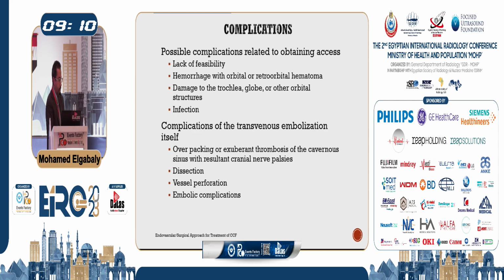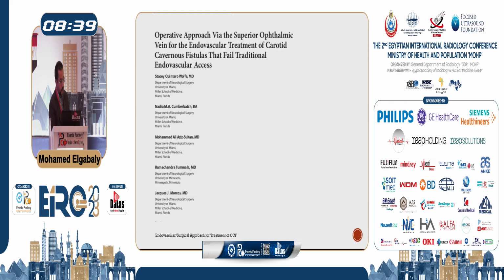So in terms of complications, sometimes it's not possible. Getting into the ophthalmic vein may be a little tricky. That's why we usually use the ophthalmology surgeons. You may end up with orbital retroorbital hematoma, damage to the structures within the orbit, the globe, or the orbital contents, or of course infection, just like any procedure. And then the added inherent risks with transvenous embolization in terms of cranial nerve palsies, dissection, vessel perforation, and embolic complications.